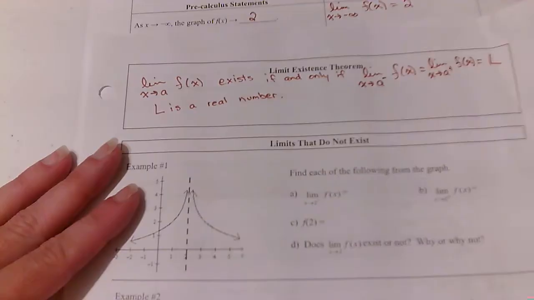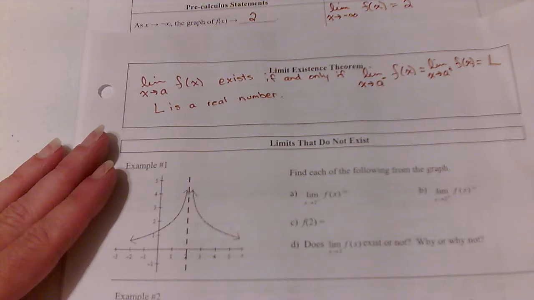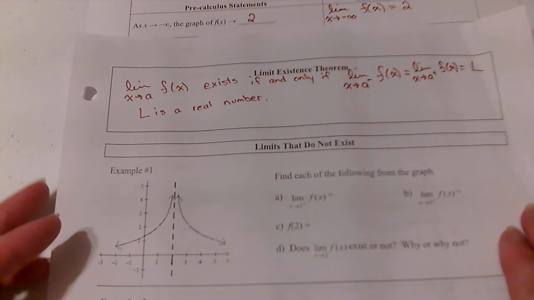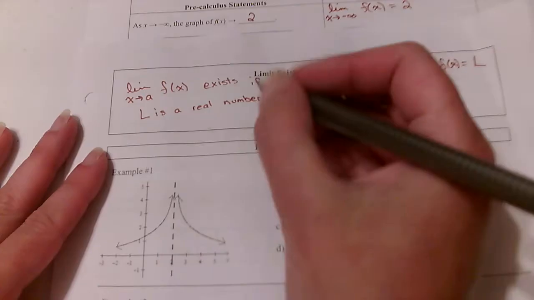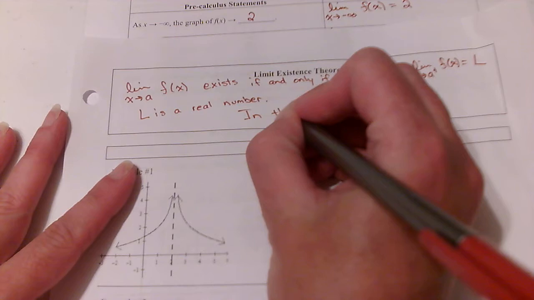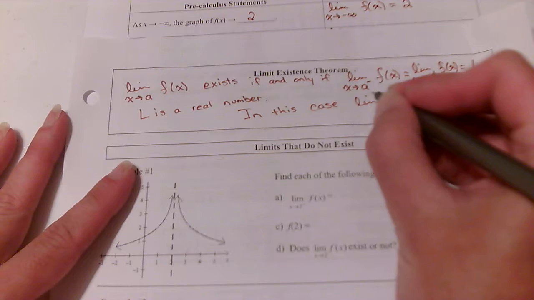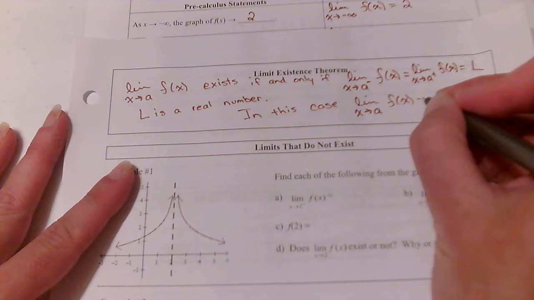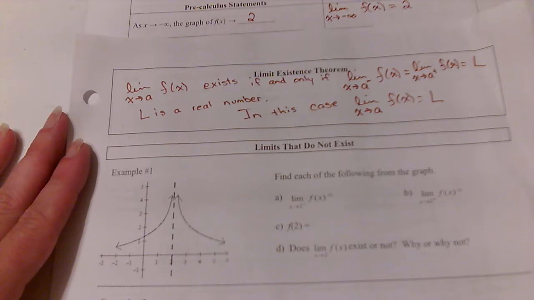If both of those things are true, that if we look from the left and we look from the right and we're both approaching some real number, then in this case we would say that the limit as x approaches some value of f of x equals that y value. So let's look at some examples of when that would happen.